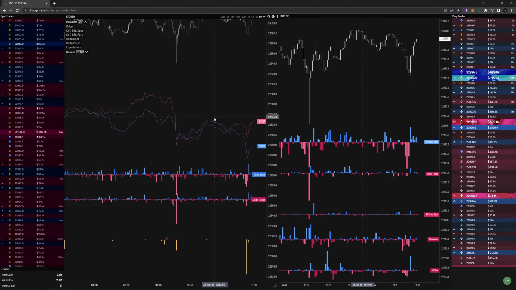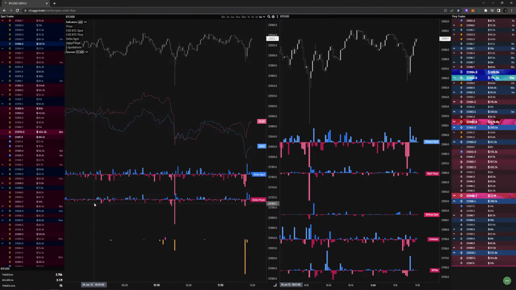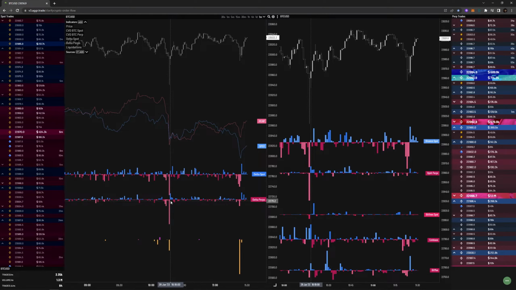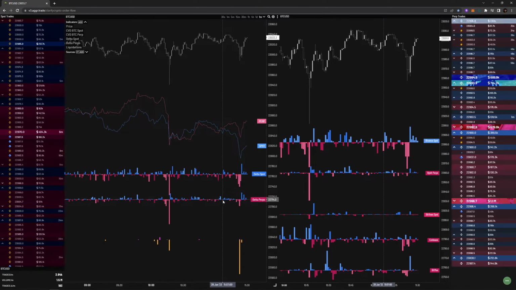Now below these two lines, we can see two deltas. First of all, a perpetuals delta and a spot delta. Everything that this does is take these lines and put them into bars. So for example, the perpetuals line is put into bars right here. So you can see when people decided to buy or sell in these deltas.